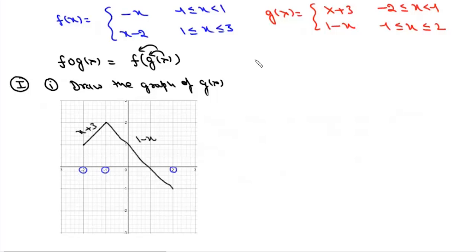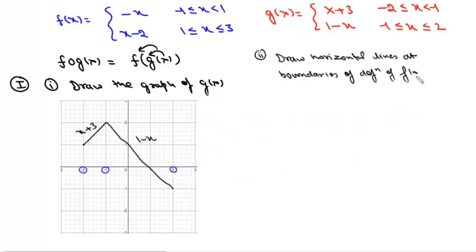Now the next step is draw horizontal lines at boundaries of definitions of f(x). Now boundaries of definitions of f(x) are at minus 1, 1 and at 3. So what we'll do is, we'll draw a horizontal line at minus 1. So we'll draw this horizontal line at minus 1. We'll draw horizontal line at 1. And we'll draw a horizontal line at 3.